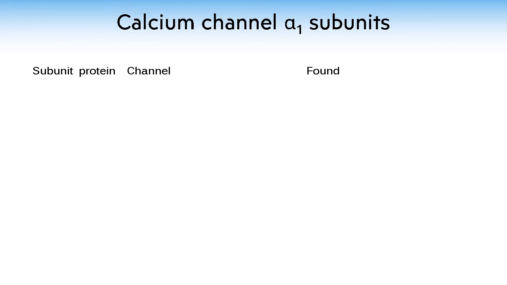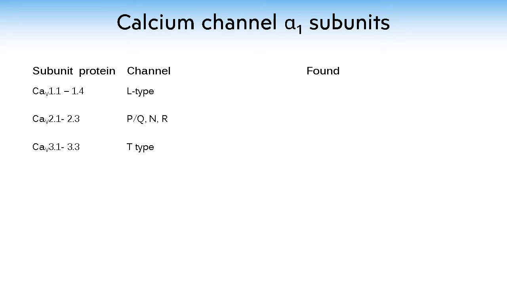Among the 10 genes that code for the main alpha-1 subunits, there are 3 distinct families that give rise to calcium channels with distinct properties. They are CAV1, CAV2 and CAV3. The CAV1 family are known as L-type channels. The CAV2 family members are known as PQ, N and R types, and the CAV3 containing channels are known as T-type.